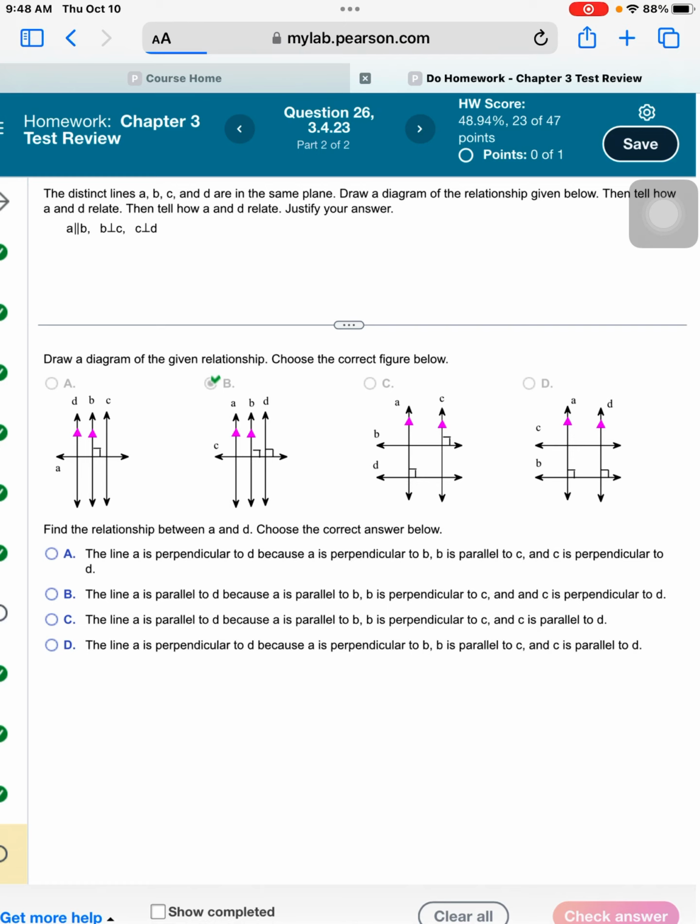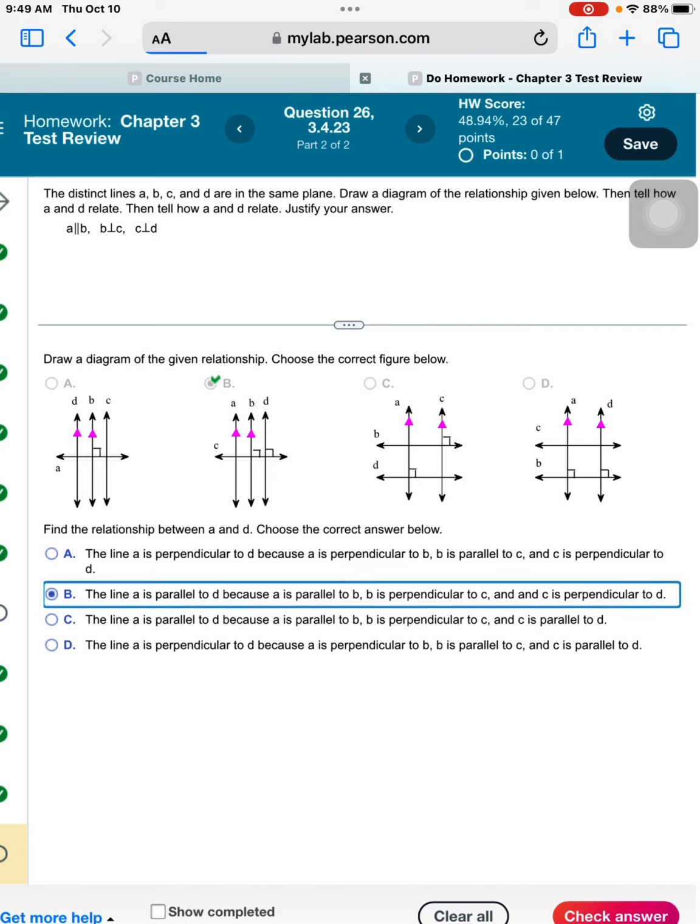So, find the relationship between A and D. Choose the correct answer below. The line A is perpendicular to D. No. A and D is not perpendicular, so A is not an option. The line A is parallel to D. That's true. Because A is parallel to B, yes. B is perpendicular to C, yes. And C is perpendicular to D. So far, that looks like the right answer. Perfect. Okay.